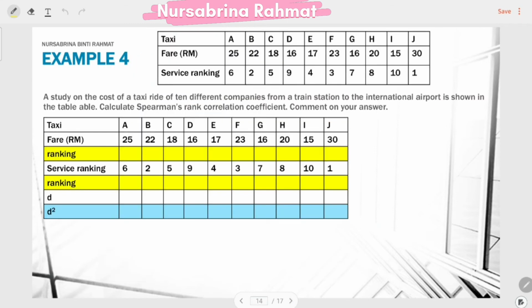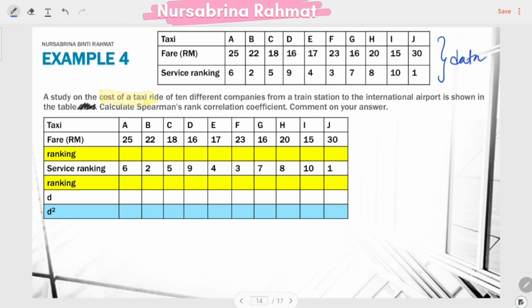Let's look at this one. Taxi ride: a study on the cost of a taxi ride of 10 different companies from a train station to the international airport is shown in the study table. Pardon me for the typo here. Calculate Spearman's rank correlation coefficient. So this is the given data.